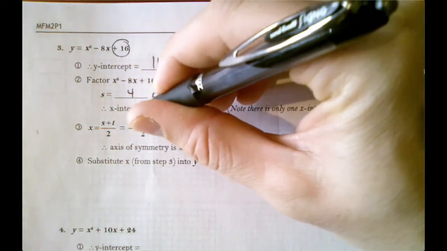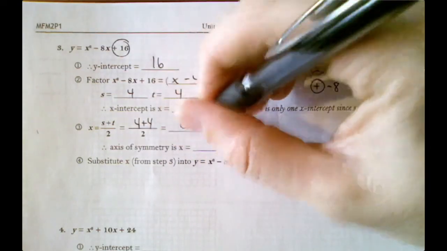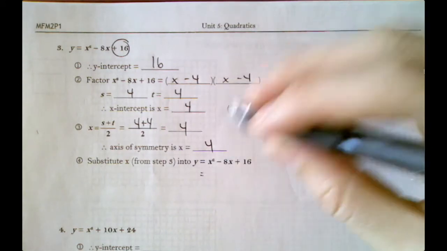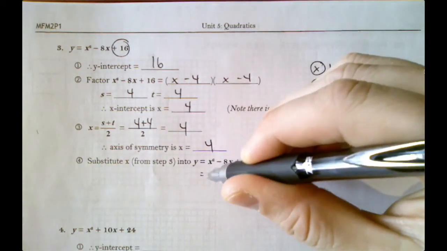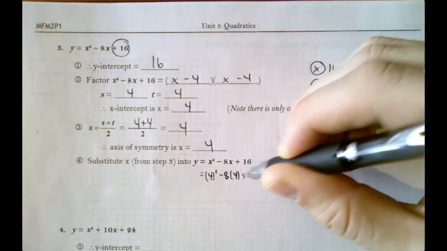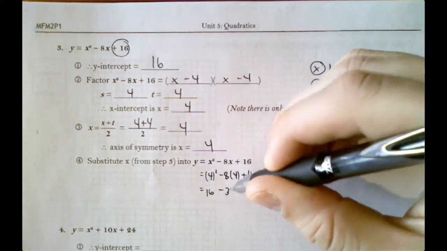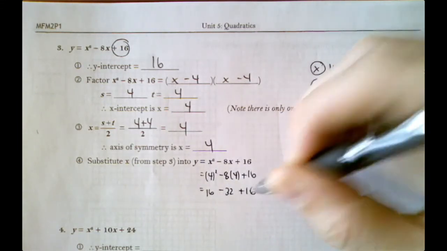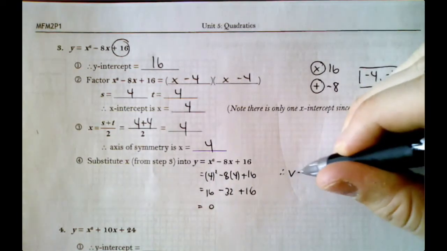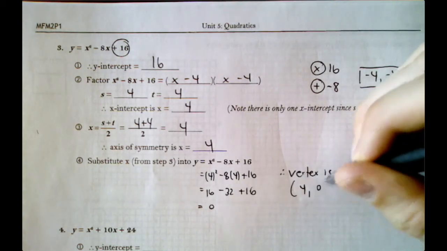For the axis of symmetry, it would just be 4 plus 4, which is 8, divided by 2 gives us 4. So the axis of symmetry is 4. And when we plug in 4, we'll get the y of the vertex: 16 minus 32 plus 16, which should be 0. And it is 0. So therefore, the vertex is (4, 0).